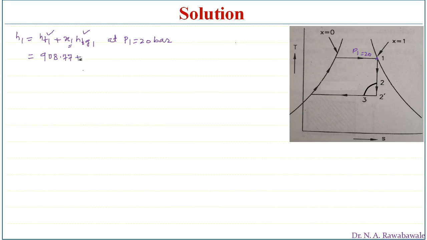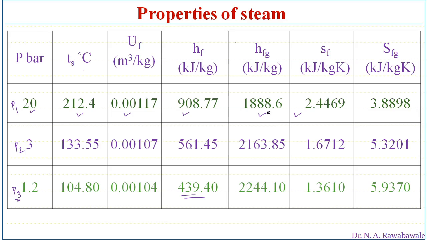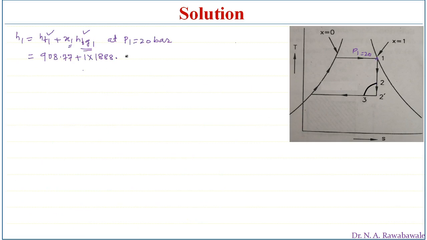908.77 plus X value is 1, dryness fraction is 1, HFG1 is 1888 point... From this we can calculate H1 value.